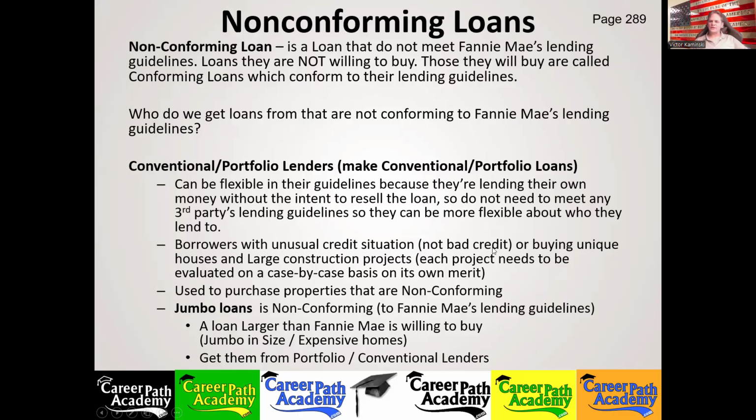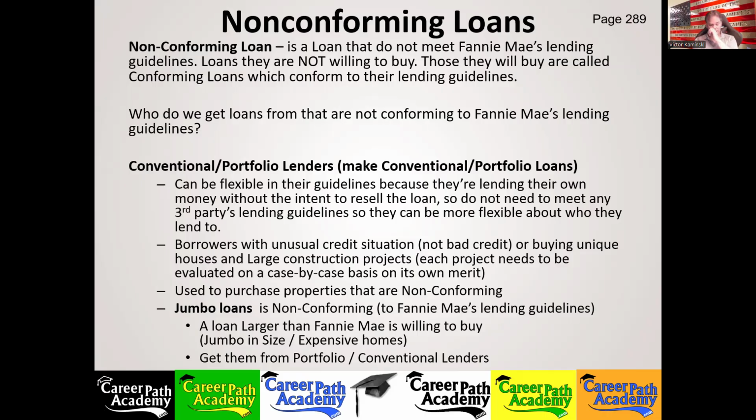Borrowers with unusual credit situations, not bad credit, are ones that you get those portfolio loans for. They're used to purchase properties that are non-conforming, like a mansion. It's greater than Fannie Mae's lending guidelines, perhaps, for purchasing a single-family house. So you get them from portfolio lenders.